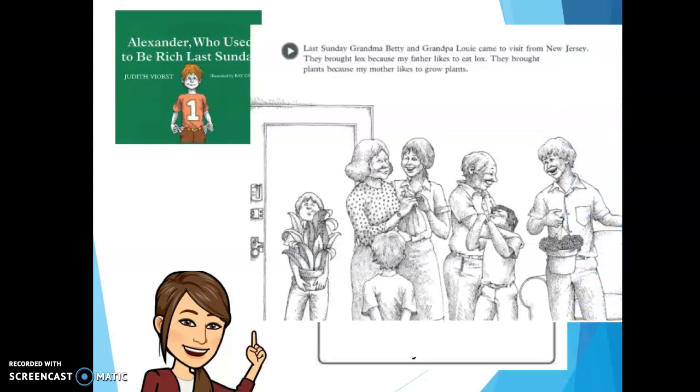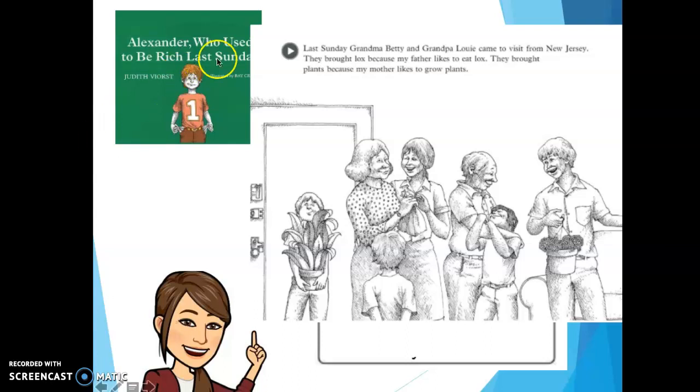I see this on page 10. It says, "Last Sunday, Grandma Betty and Grandpa Louie came to visit from New Jersey. They brought lox because my father likes to eat lox. They brought plants because my mother grows plants."